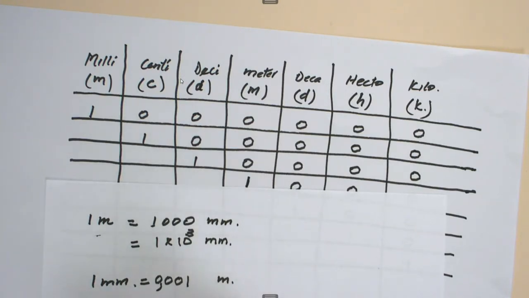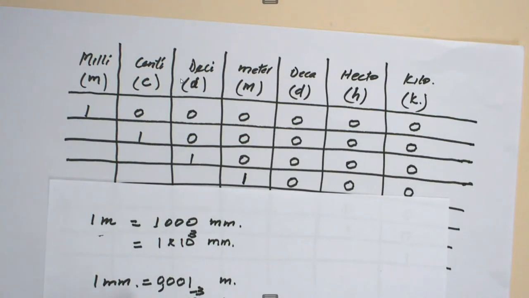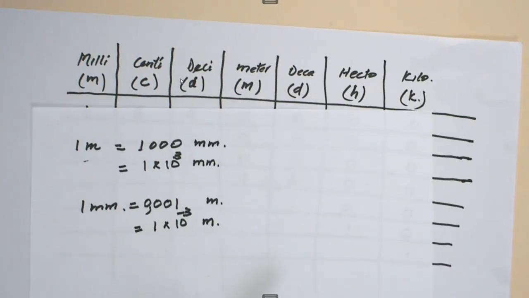That means that 1 millimeter will be made up of, if we write this in scientific notation, 1 times 10. Now, because we are moving this comma here, we can count the number of decimal places we have to move it in order for it to be equivalent to that, which is 1, 2, 3. So because we are now moving to the left, it would be -3. So 1 millimeter will be equal to 1 times 10 to the -3 meters.